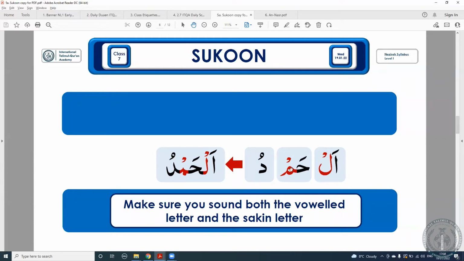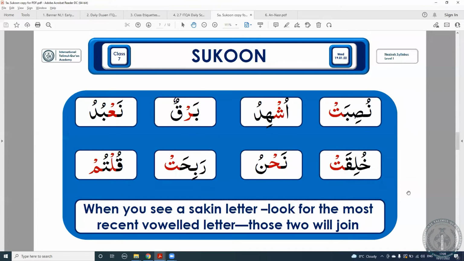Next, we have a sakin letter in meme sakin. This will join onto the most recent vowel letter, which is ha. So ha will join onto the meme, making the sound hum. And then we have dal with the dhamma, do. So altogether it will be alhamdu. Okay. So when you see a sakin letter, always look for the most recent vowel letter, and those two letters will join together to form the sound.